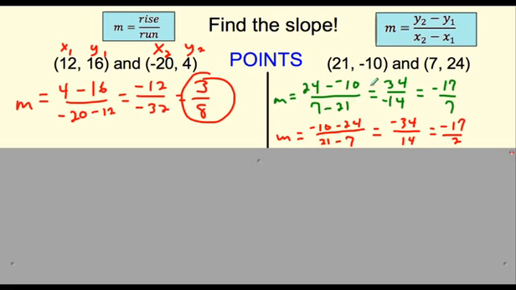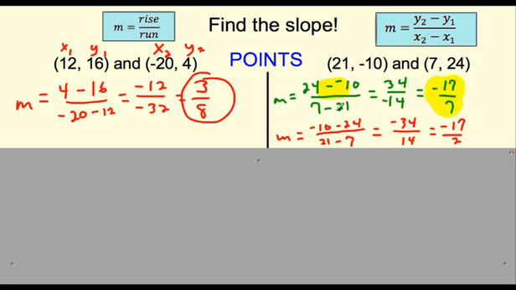A big question people always ask: does it matter what I call x1 and y1 and x2, y2? No, it doesn't matter which point you put first as long as you're consistent. So the first one I did, the first point here is x1, y1. And just be careful with your negative sign. Remember, negative really means plus. So if you go negative, that's plus 10, so you get 34, and you get negative 17ths.